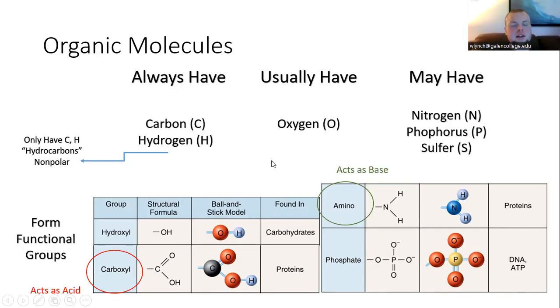In terms of amino acids, an amino acid is going to have a carboxyl group on one end. It's going to have an amino group on the other. The carboxyl group is going to act as an acid for that substance. The amino group is going to act as a base. That is why amino acids, for the most part, are going to be neutral, non-polar compounds.